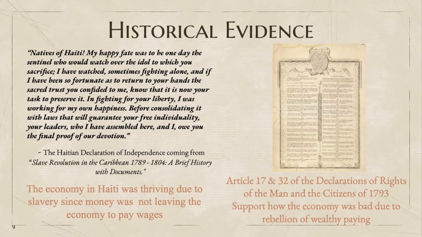So, to the left, we have a quote coming directly from the Haitian Declaration of Independence. And basically, what this quote is talking about is the economy in Haiti was thriving due to slavery since money was not leaving the economy to pay wages. To the right, we have the Declaration of Rights of the Man and the Citizen of 1793. And basically, you want to focus in on Article 17 and 13 because these support how the economy was bad due to the rebellion of wealthy trying not to pay.